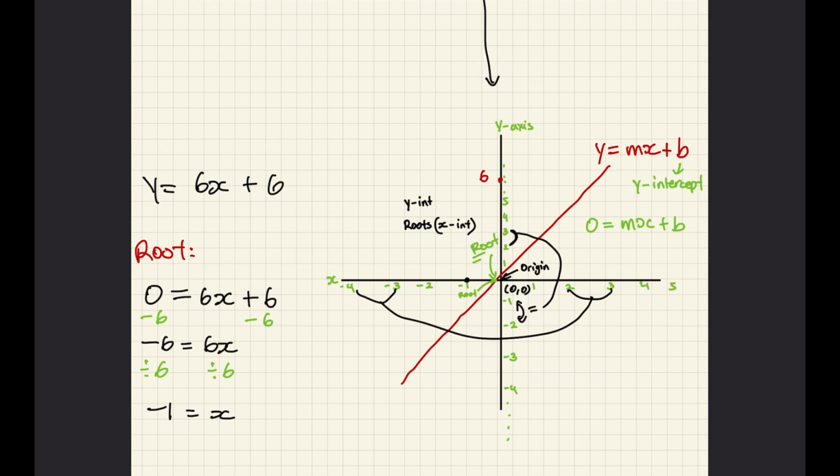So we know that that's our root and that's our y-intercept. So this allows us to draw a line. If it was straight. Let me try that again. There we go. That's close enough. So the line passes through 6 and passes through -1 and goes on forever. So given this, we have been able to graph a line by using the y-intercept, which is 6, and by solving for the root. I hope this has helped.